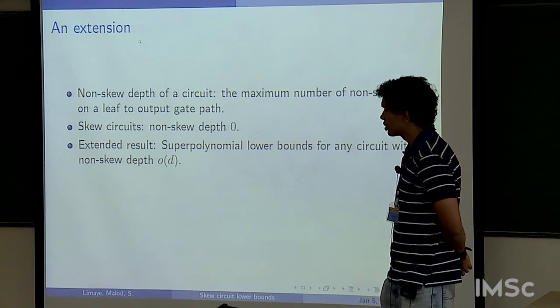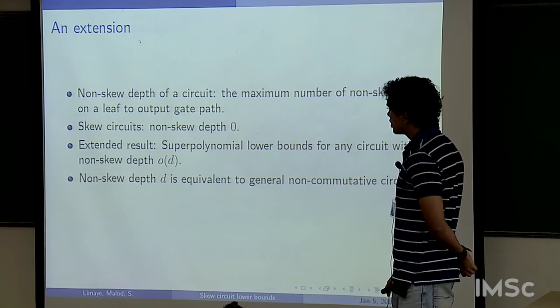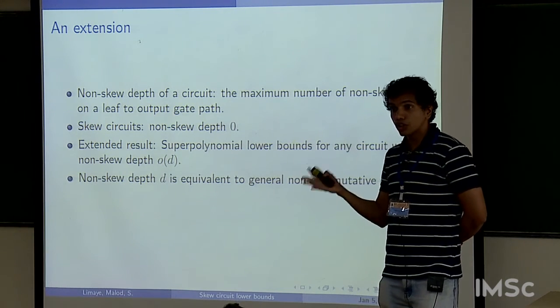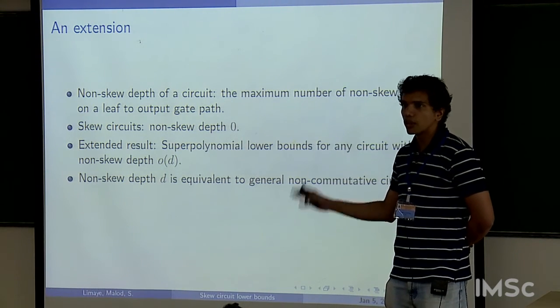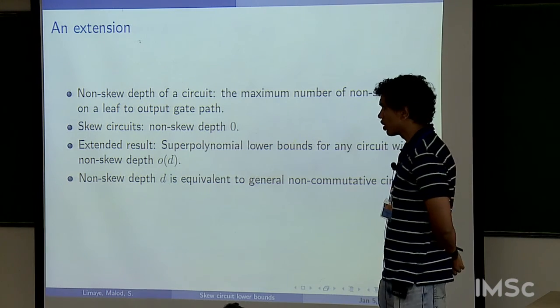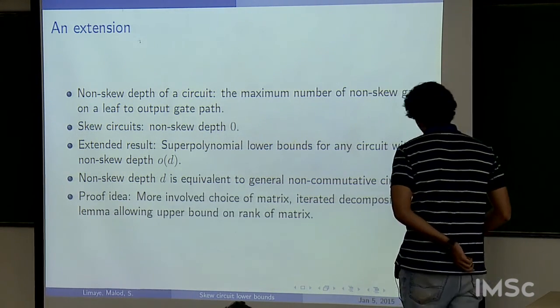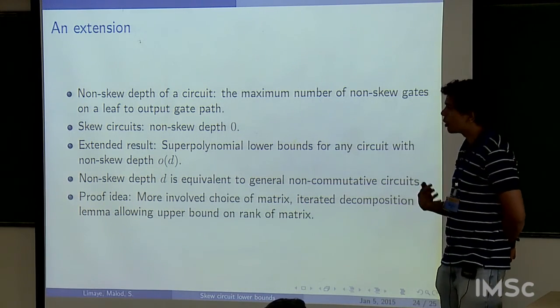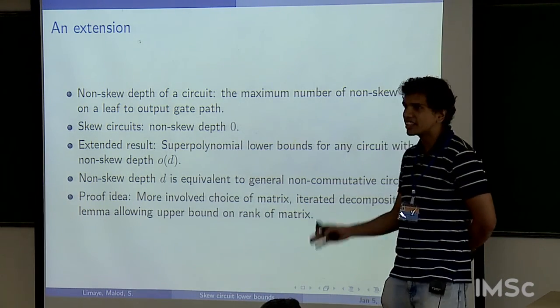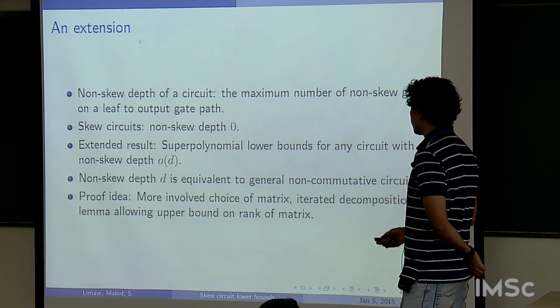It's not very different. And it turns out that if you can get lower bounds for non-skew depth d, then that's just lower bounds for general circuits, so then it's not a restriction anymore. And the proof idea is more of the same. Your matrix has to be a little more involved, your decomposition lemma is a little more involved, it's iterated, etc. It's ugly, but it's similar.